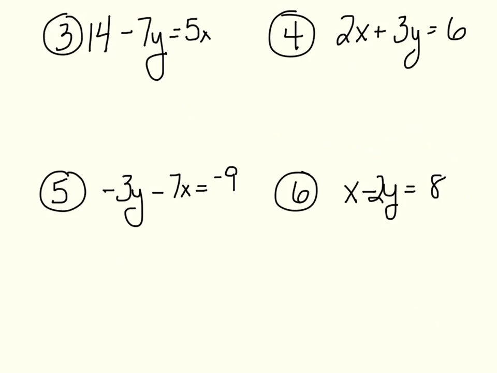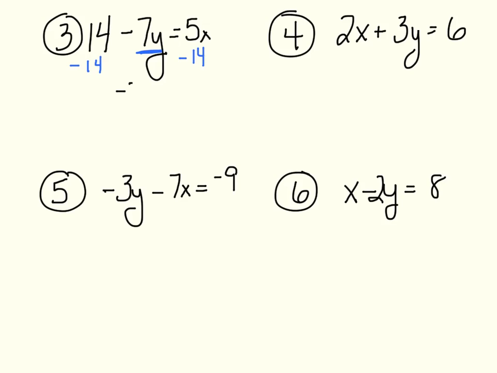The next examples, you've done these. These should not be difficult, but these are harder. Number 3, we want to get the x by itself. I'm sorry, the y by itself. We want to get the y by itself. So here's my y. I've got to move the 14 by subtracting 14. This is a plus 14, so I'm going to subtract 14 on both sides.